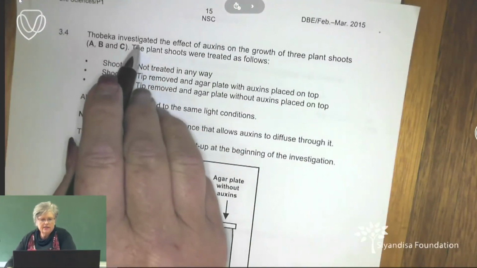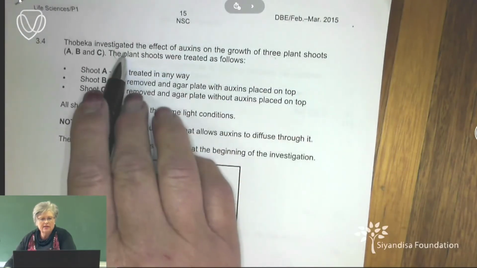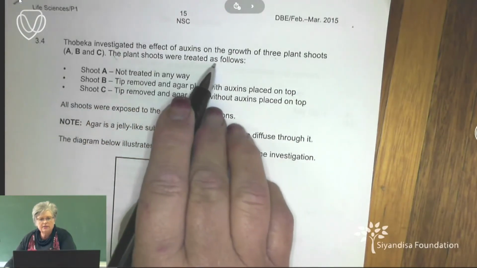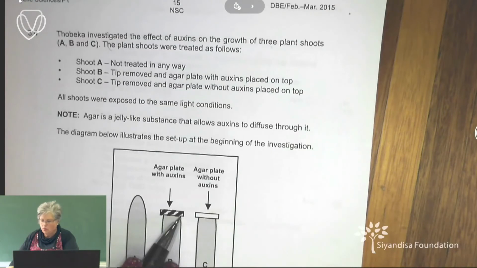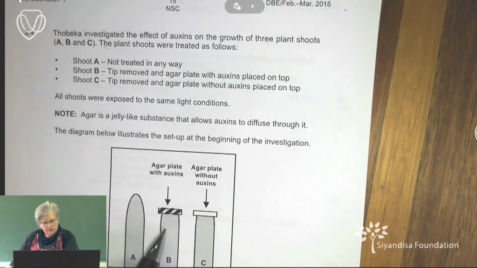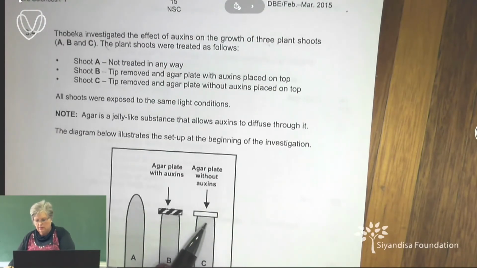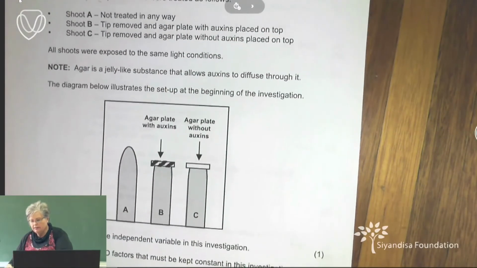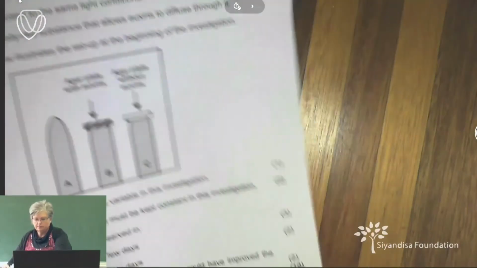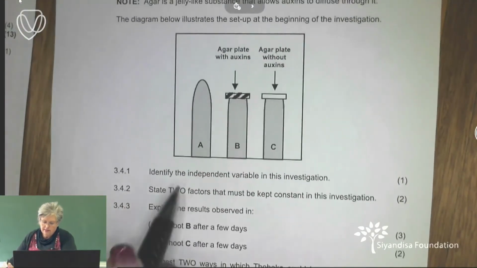Tobeka investigated the effect of auxins on the growth of three plant shoots, A, B, and C. The plant shoots were treated as follows. A, not treated. B, the tip was removed and the agar plate with auxins. So this one got auxins. And C, the tip was removed but there was no auxins. Identify the independent variable in this investigation. Okay, what is the independent variable in this?